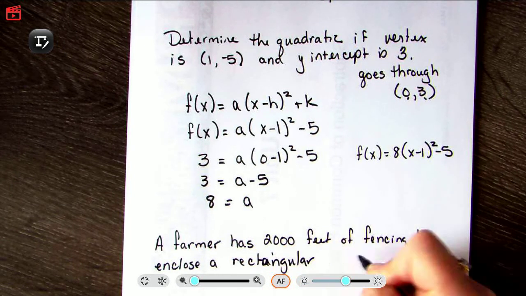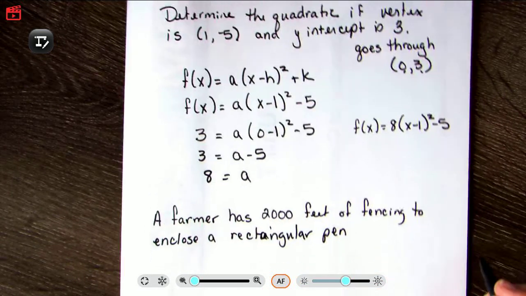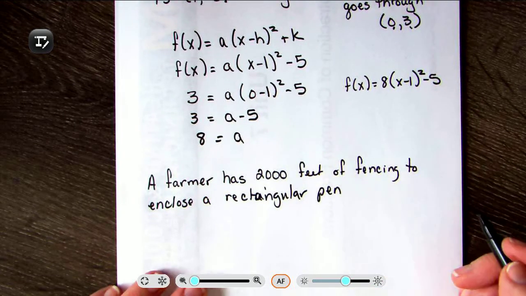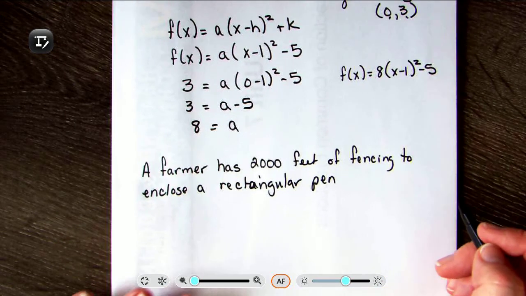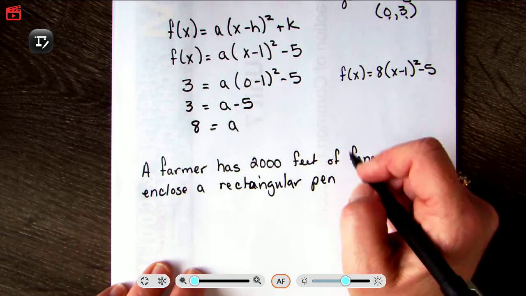Rectangular pen. Okay, one thing I am not good at is spelling, so please overlook anything I misspell, which may happen from time to time.